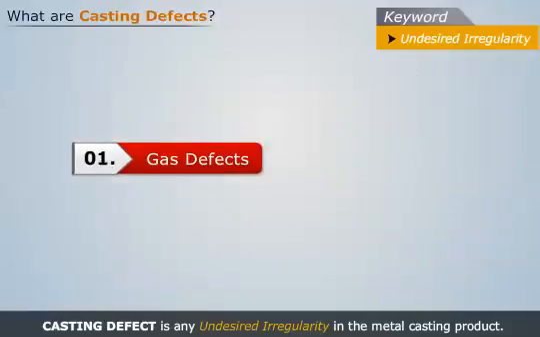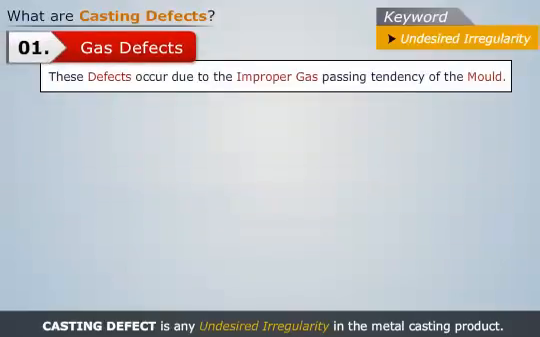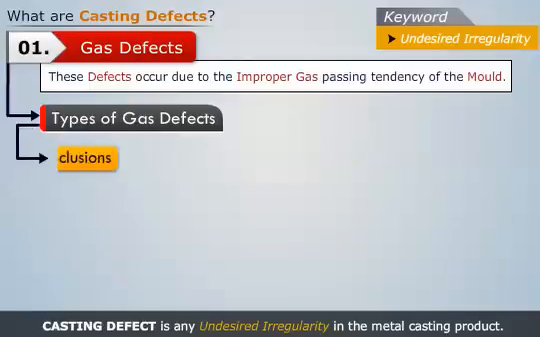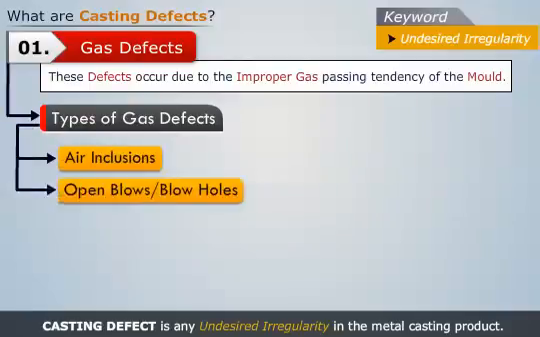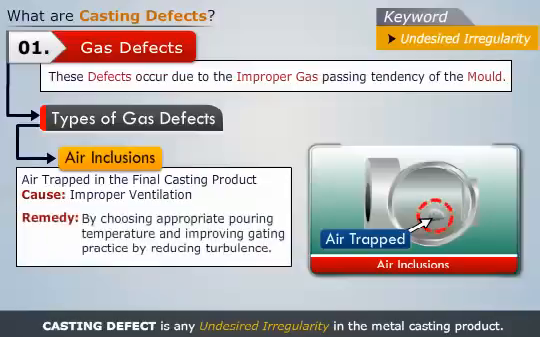Gas defects. These defects occur due to the improper gas passing tendency of the mold. They are further classified into air inclusions, open blows and blowholes. Air inclusion is air trapped in the final casting product caused by improper ventilation during the casting process. They are controlled by choosing appropriate pouring temperature and improving gating practice by reducing turbulence.